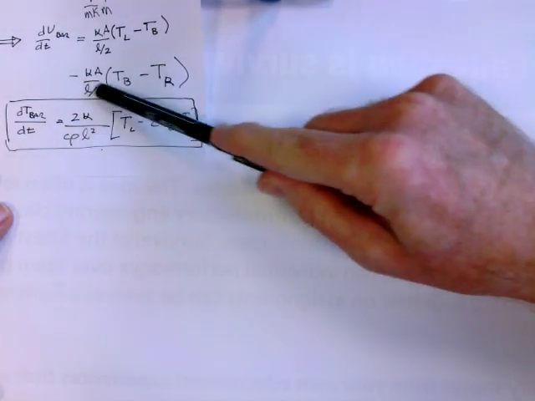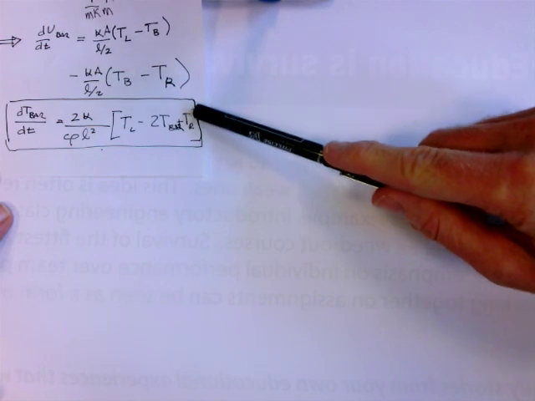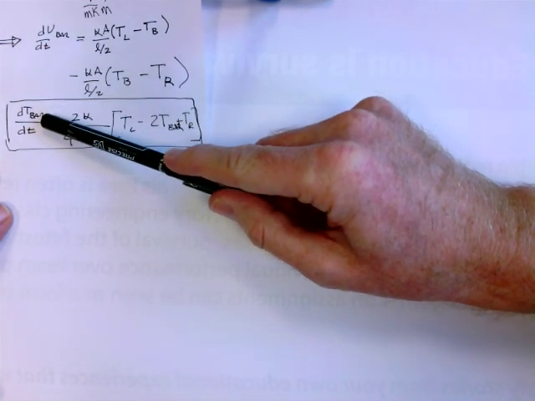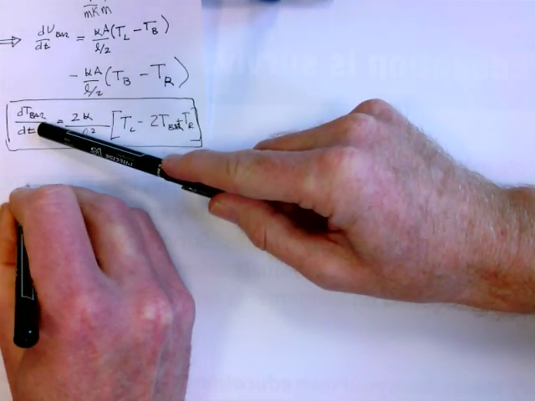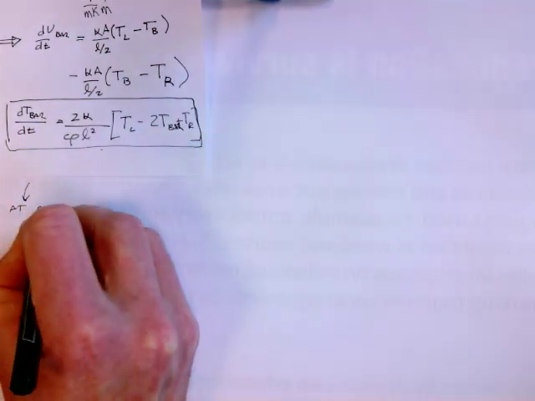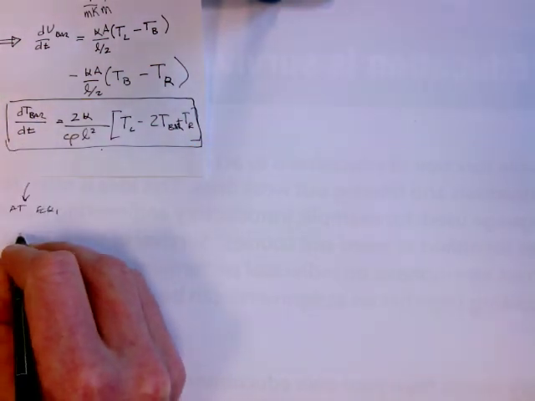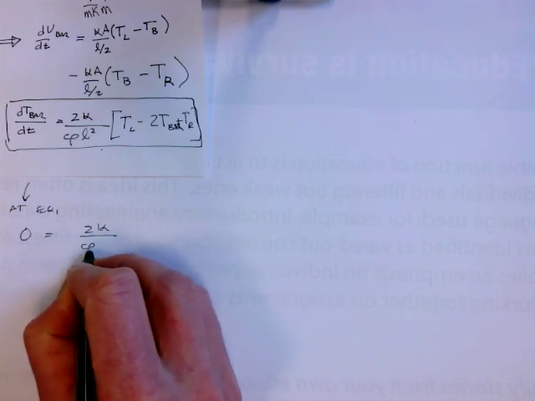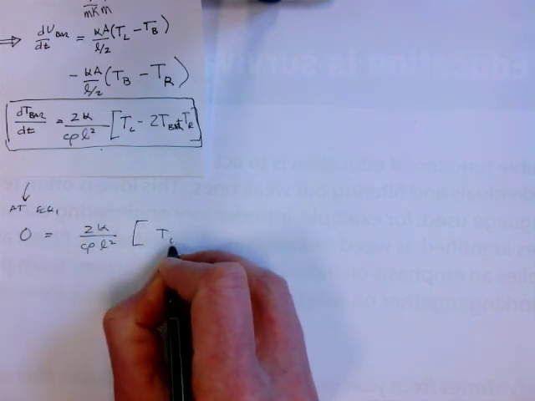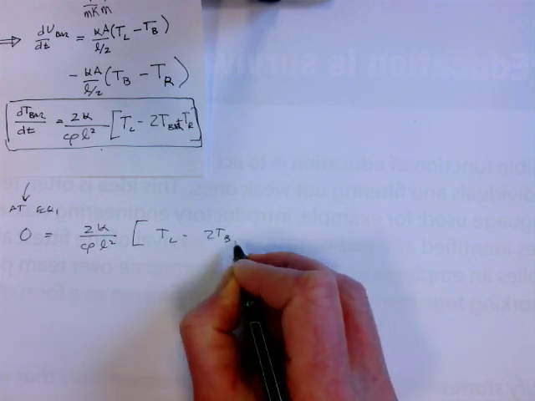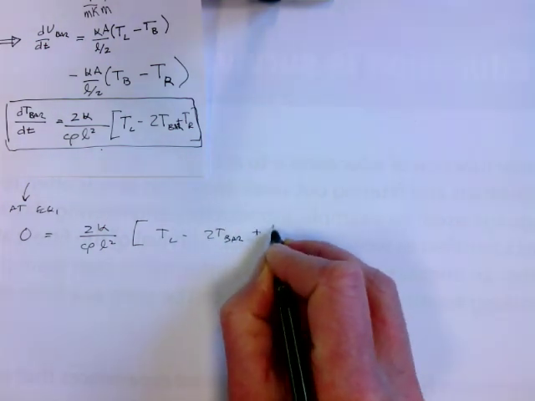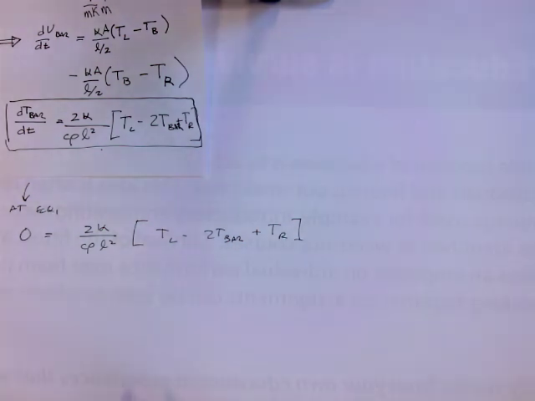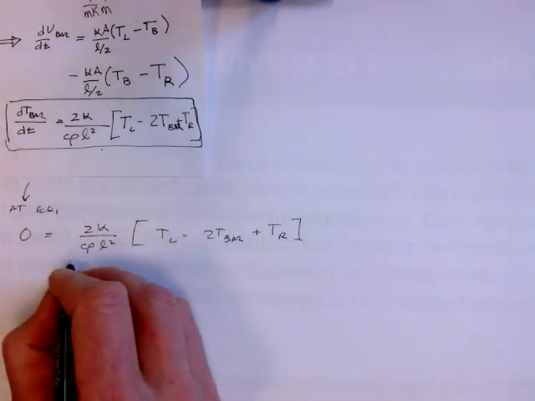And so how is that codified in our differential equation? For me, that means that the rate of change of the bar temperature in time is 0. So at equilibrium, this left-hand side is 0, so we get 0 equals 2 kappa over C rho L squared times (T_L minus 2 T bar plus T_R). And notice that since it's an algebraic equation in T bar, we can solve for T bar.